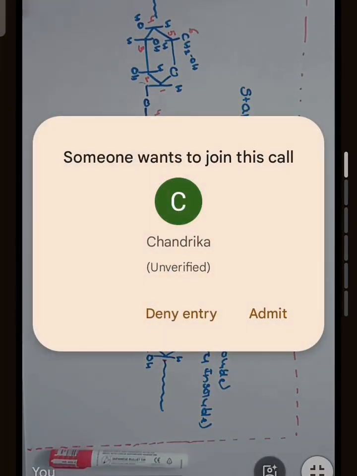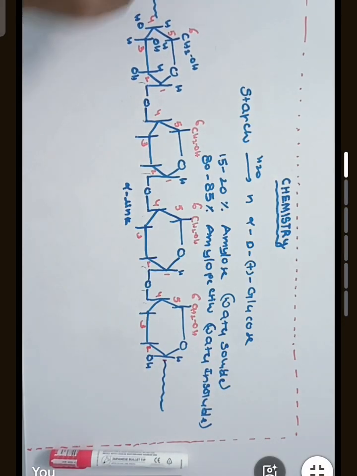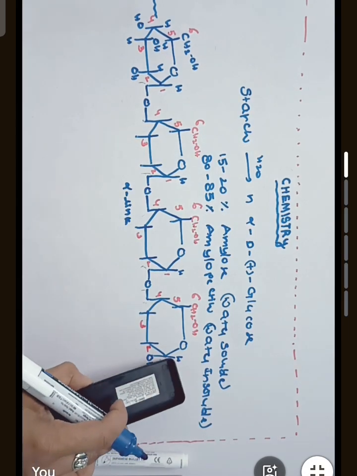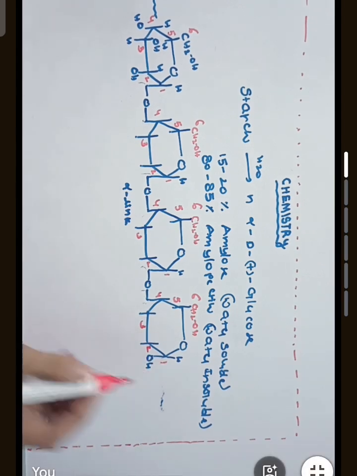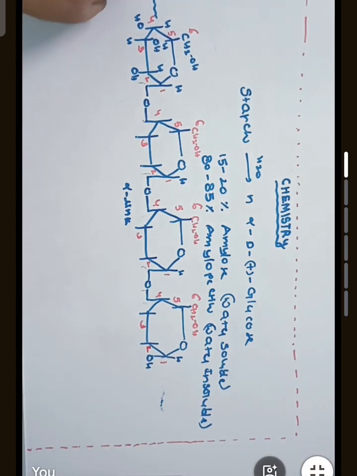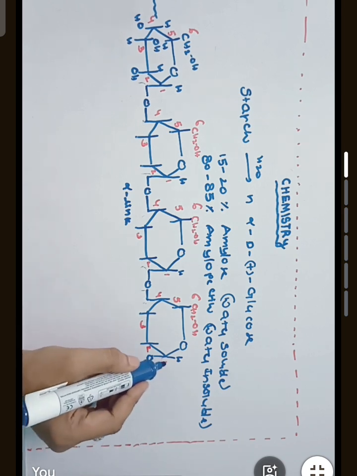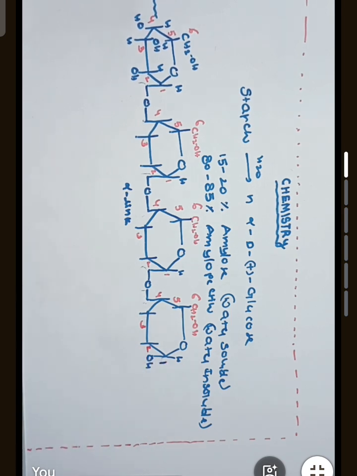Okay students, now see how to do the branching. In the morning I told you about branching. Where does it take place? What is the location of the branching? On which places will branching take place? Carbon first and carbon sixth. The C1 carbon and the C6 carbon of another monomer are reacting.